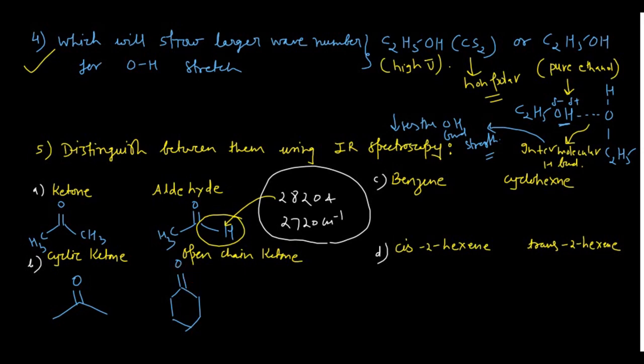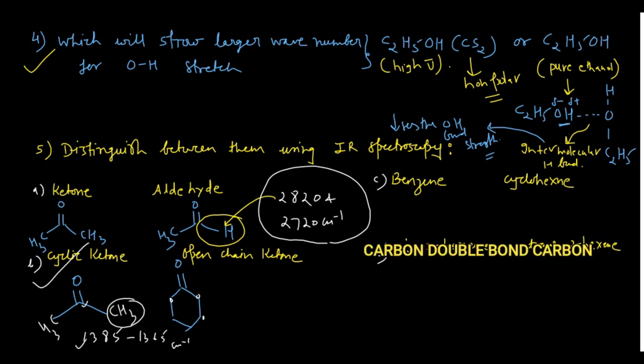Again, it's a very simple thing. If you check the bending vibrations of these methyls, CH3 is here and another CH3 is here, so this will give you the bands at 1385 and 1365 centimeter inverse. But this is the cyclic compound, so you will not have this bending vibration for this one. So the bands between 1385 and 1365 would be enough to differentiate between these two. But again, if you have a different approach, you can apply that approach also.